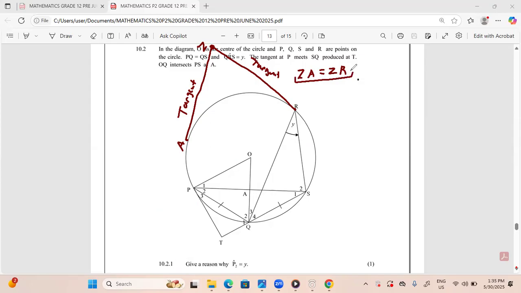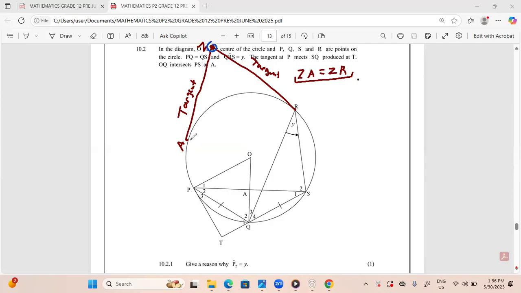Why do we say ZA equals ZR? We say this because we see that these two tangents come from the same point. They come from the point Z. So ZA equals ZR. These are the two tangents that come from the same point.